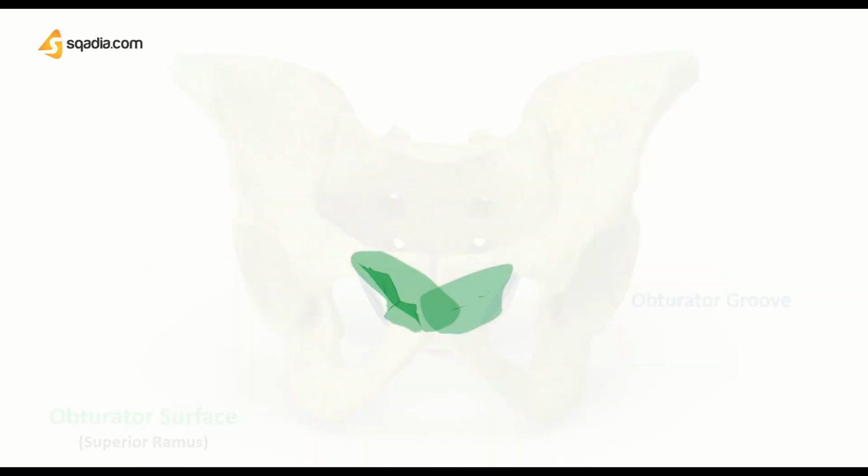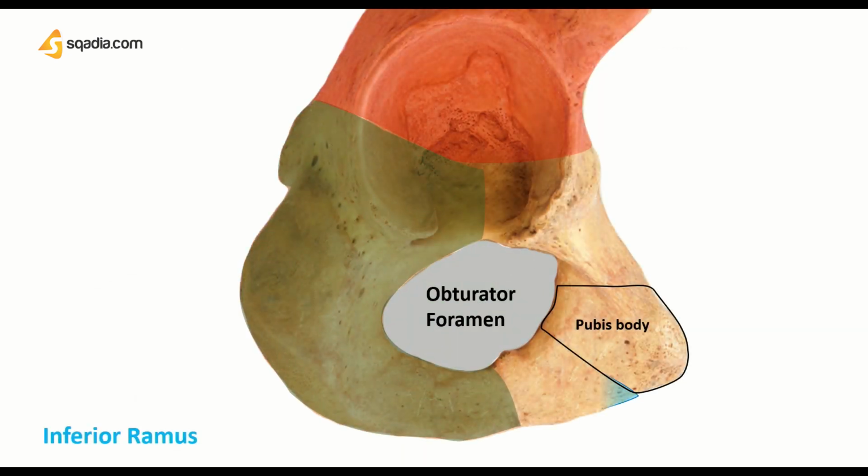Now coming to the inferior ramus, it extends from the body of the pubis to the ramus of the ischium, as you can see here. It unites with the ramus of the ischium to form the ischiopubic rami.